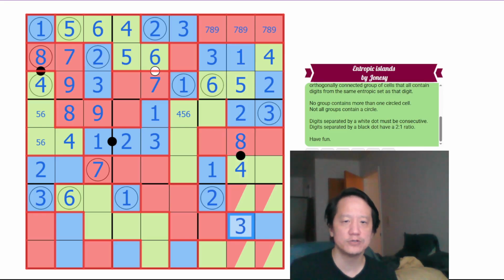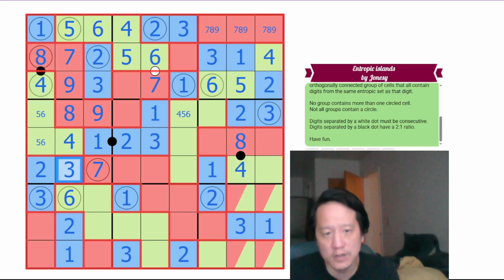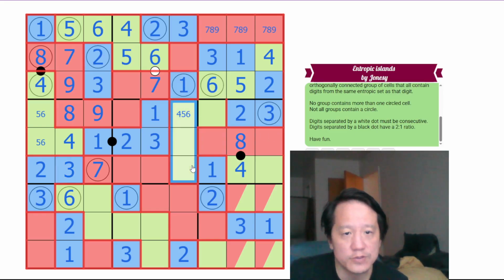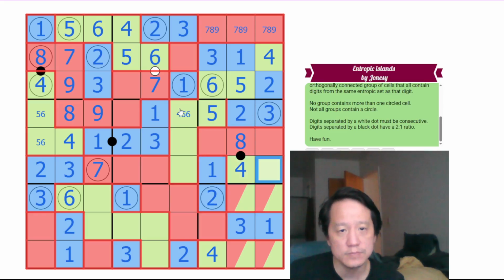This can't be 1 or 2. It's 3. This can't be 2 or 3. It's 1. This can't be 3 or 1. It's 2, which makes this 3, which makes that 1, which makes that a 2. That makes that a 3 there. From just normal Sudoku, this can't be 4 or 6, so this must be 5, which makes this a 4 here.